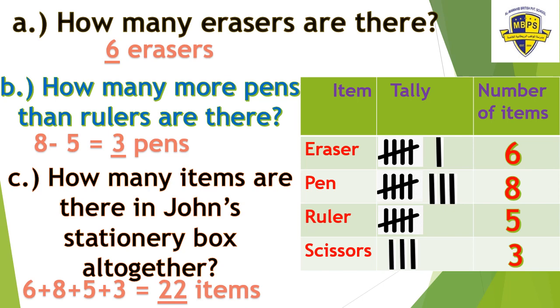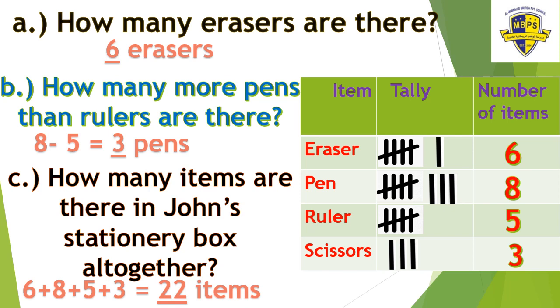How many more pens than rulers are there? Now again, we have the word more, but as we said, we are not going to add. Okay, because we are comparing between the two things. So how many more pens than rulers are there? Okay, so how many pens do you see in the box? Come on, tell me. Very good. We have 8 pens. And how many rulers? Very good. We have 5 rulers. So we are going to do 8 minus 5, which is equal to 3. So 3 pens are more than the rulers.